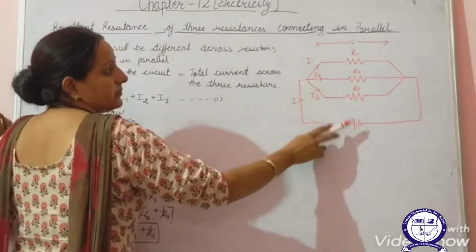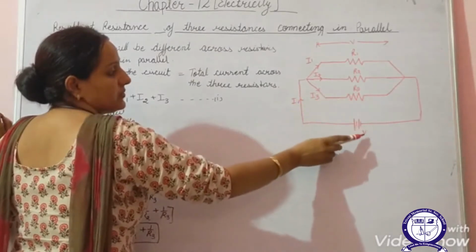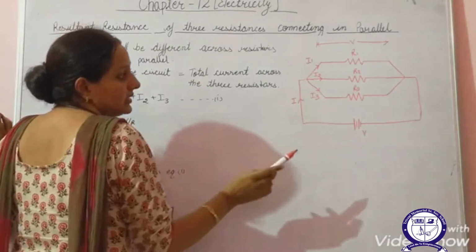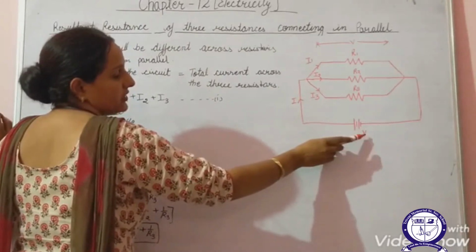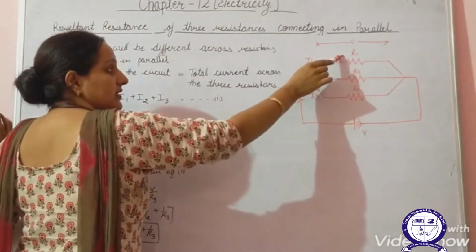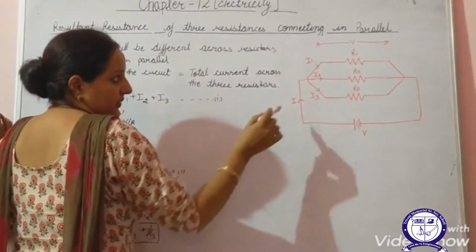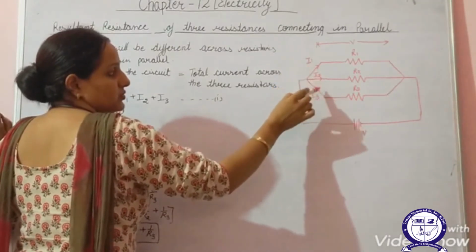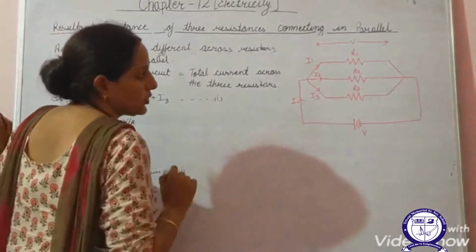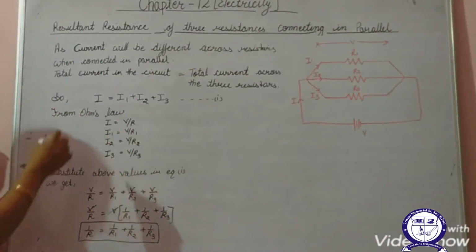Second thing is the potential difference across each resistor will be equal to the potential difference offered by the battery. If the battery is offering a potential difference of V volt, then the same potential will be there across R1, across R2 and across R3 also. Now here the current will divide such that I1 plus I2 plus I3 will be equal to the total current flowing in the circuit, that is I. So let's start.